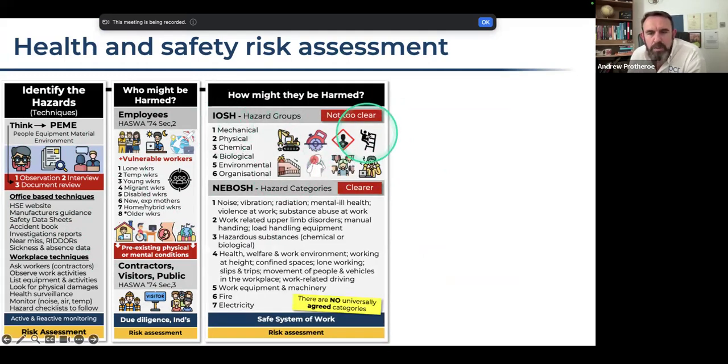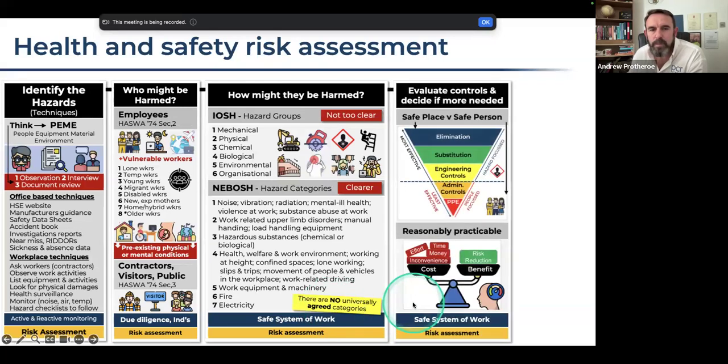Okay, IOSH categories, we know it gets broken down, but let's be honest, mechanical, physical, it gives us something to go on, but it's not splitting it down. We need to split it down, as the IOSH courses do, but we need these type of categories: noise, vibration, radiation, mental ill health, violence. Really important, but remembering there are no universally agreed categories.